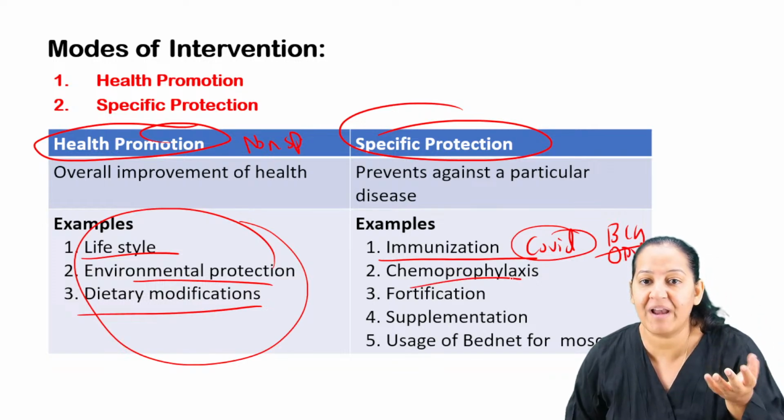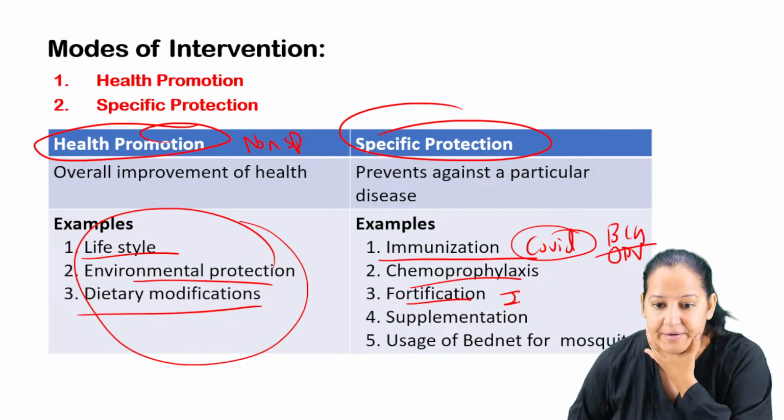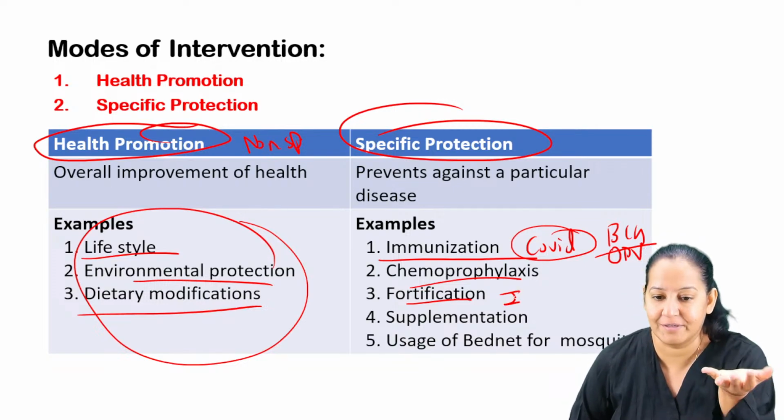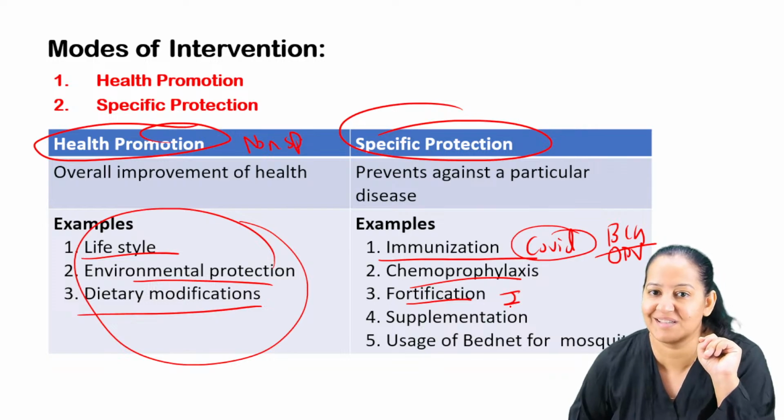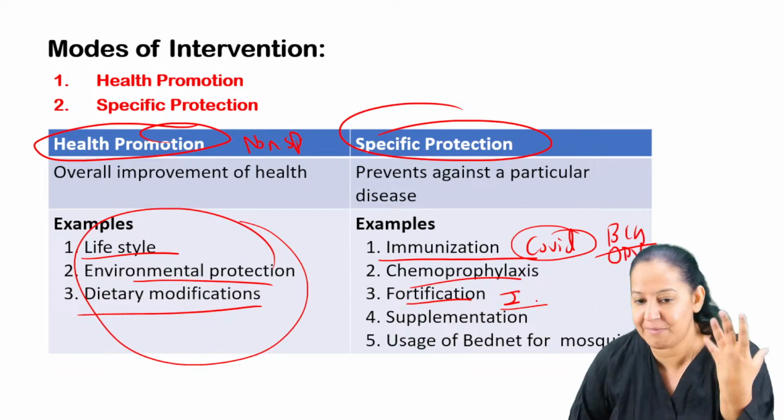If I'm giving you chemoprophylaxis, it is specific. Fortification, for example, salt is fortified with iodine. That is for prevention of goiter. So only goiter is prevented, not other diseases. Right? Iodine will not give me any benefit in iron deficiency anemia. It can only prevent goiter.